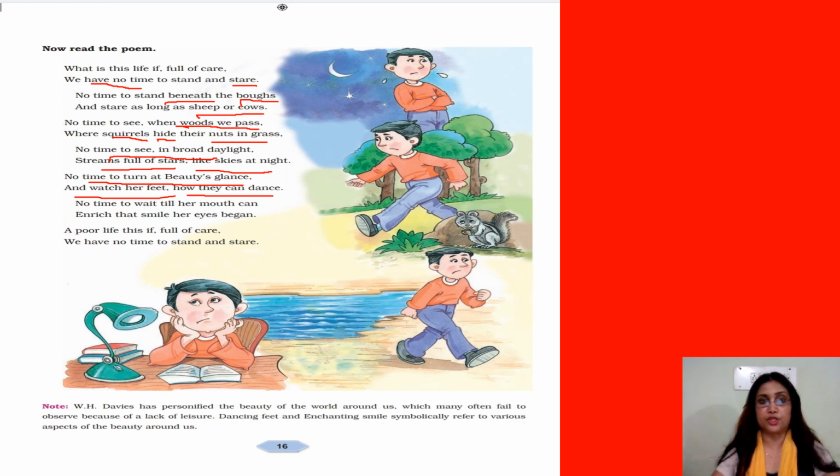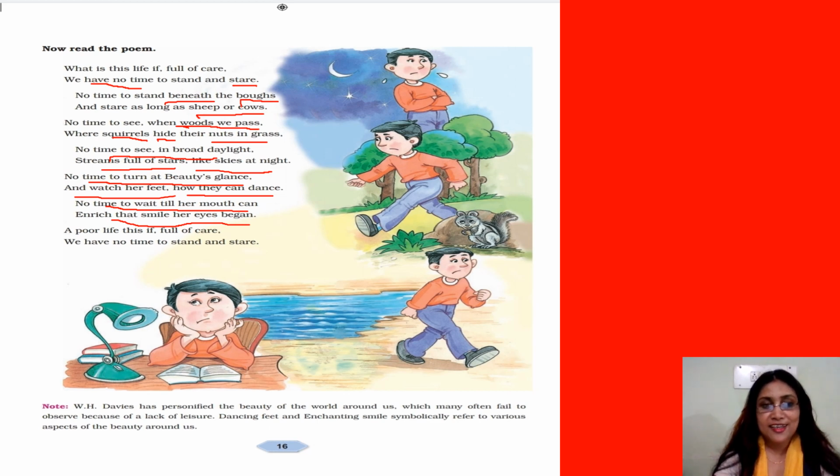Okay, this is personification. "No time to wait till her mouth can enrich that smile her eyes began." Now again, when we think of someone's beauty, the smile and how it reflects in the eyes, this is what it wants to say. How the beauty of nature is everywhere, whether it's in the tree, in the sky, in the stream of the river, in the animals, everywhere the beauty of nature is there. But we human beings are unable to notice, enjoy and appreciate the beauty of nature. So a poor life that this is.